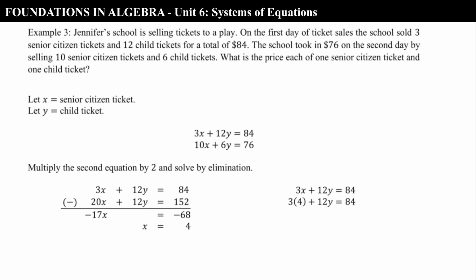Put 4 in place of x. 3 times 4 is 12. Then we subtract 12 from each side, so 84 minus 12 gives us 72. And then divide each side by 12, and y equals 6.